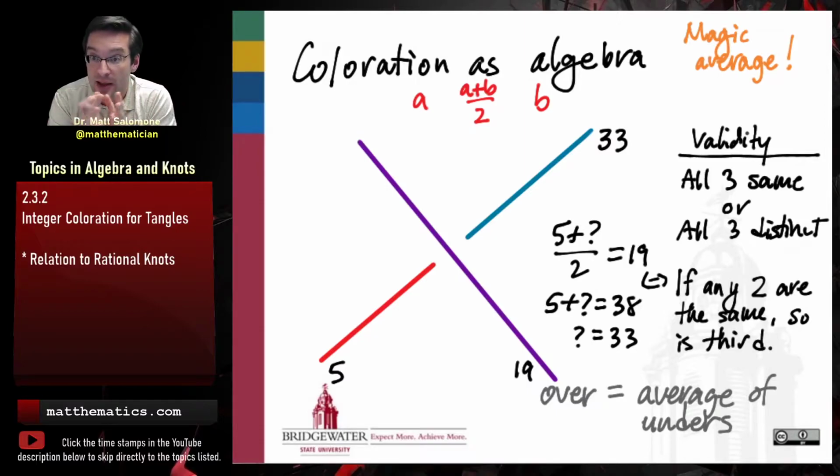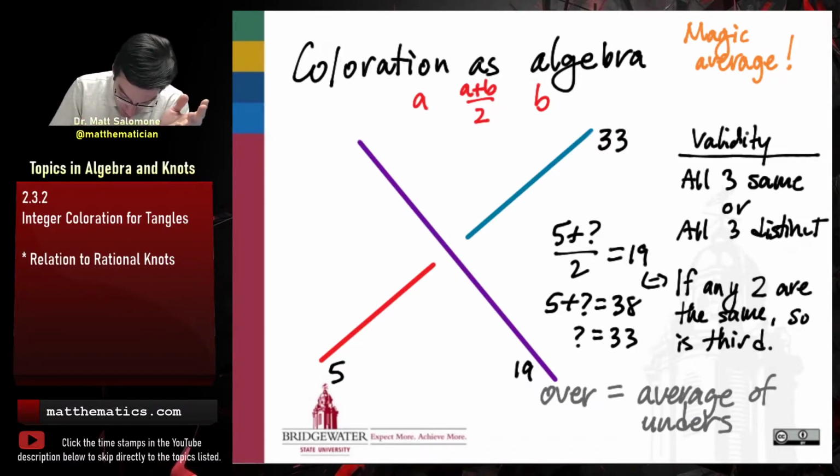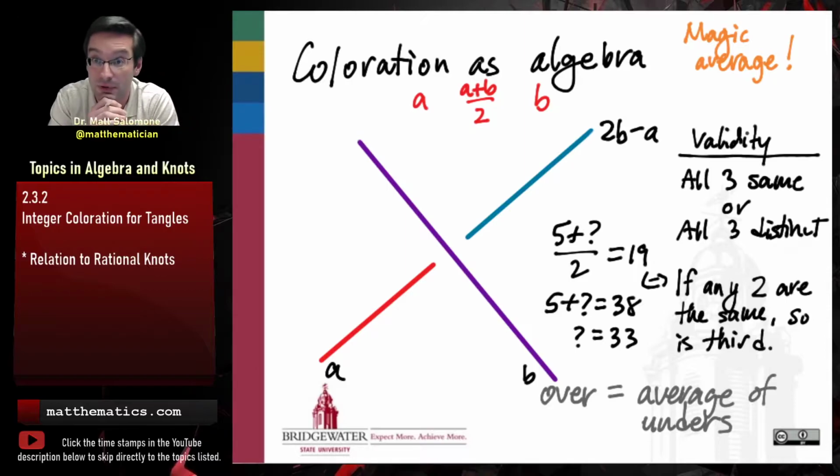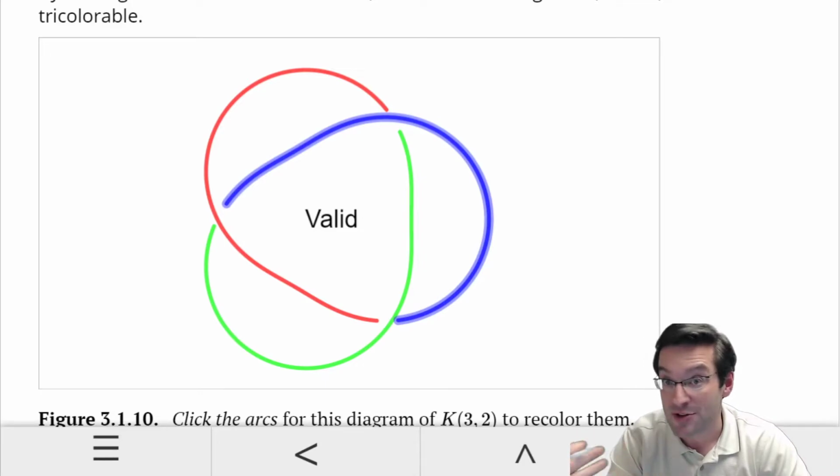And when I do this, I know for sure that no matter what, any two values, a and b, that I assign to any two of these arcs, the third arc, I guess this would be 2b minus a, or something, right? The third arc is always going to either be distinct from both of a and b, or it's going to be equal to both of a and b. And there's no other option, right? So we're always going to get a valid way of coloring this crossing by using this over is the average of the unders property. What does this have to do with rational tangles?